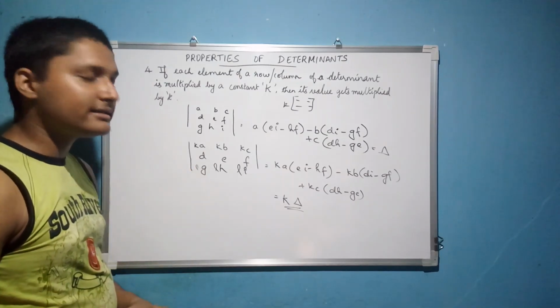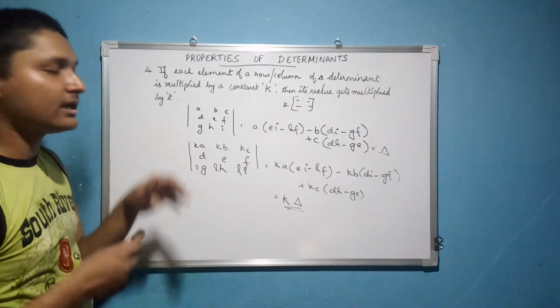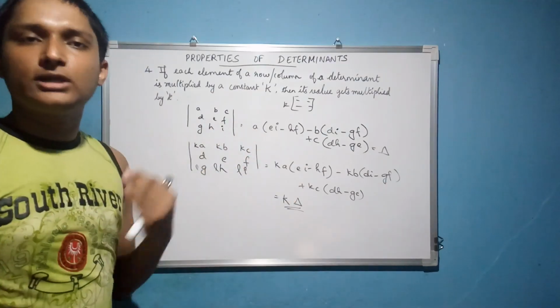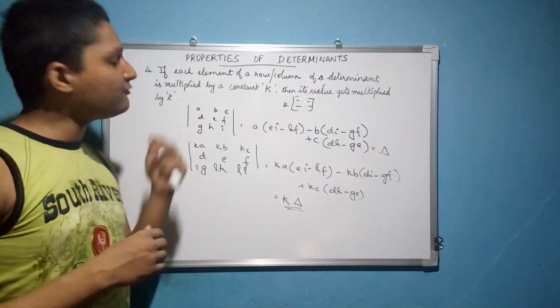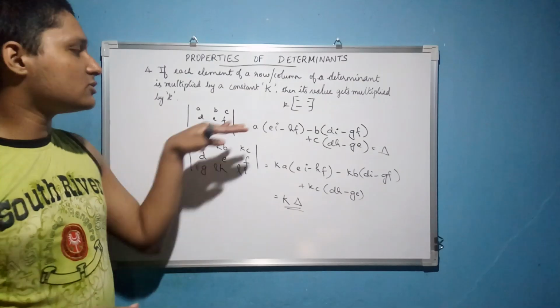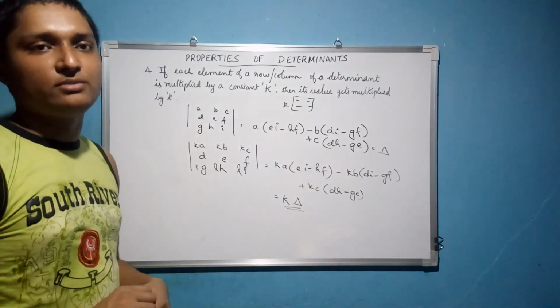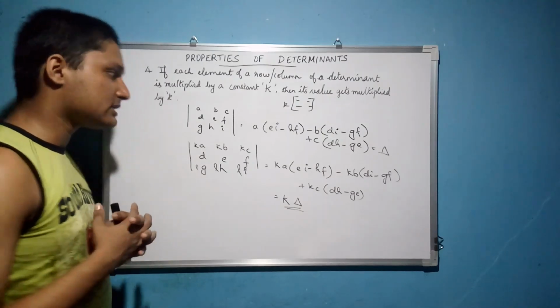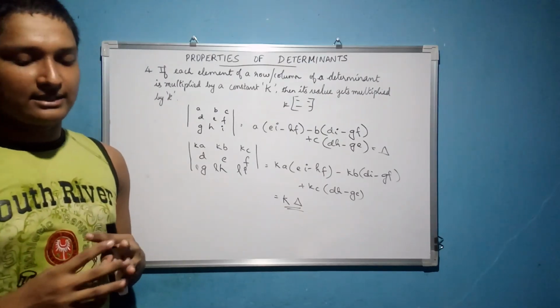One more thing is that if you are given a determinant like this and you have some common factors in one row, you can remove those common factors out. If you remove the common factors out, you get a simpler one, so that this long method is going to be a little bit easier compared to working with big numbers.